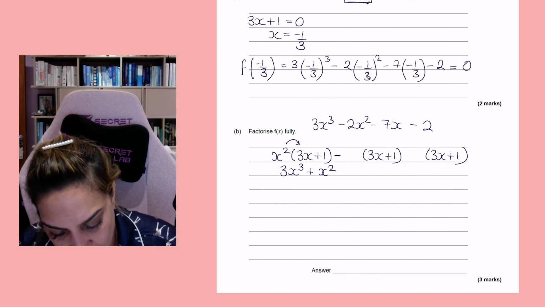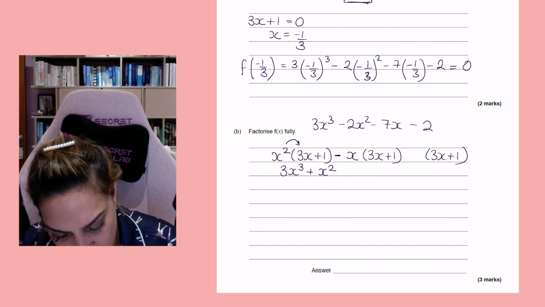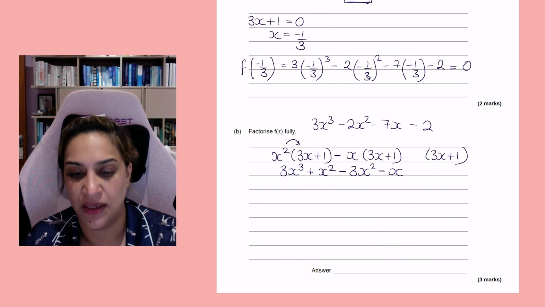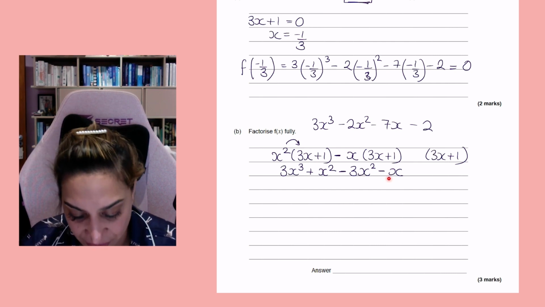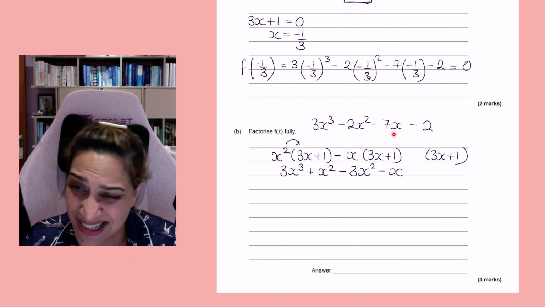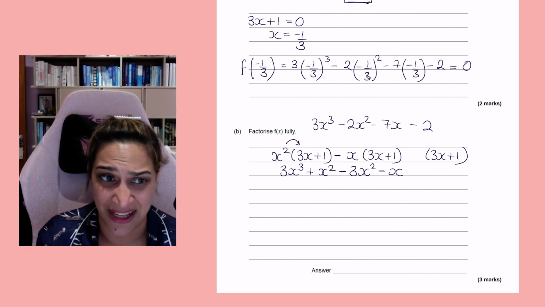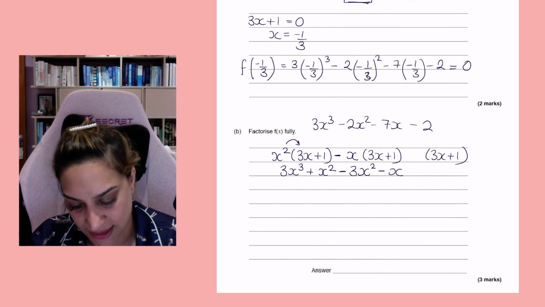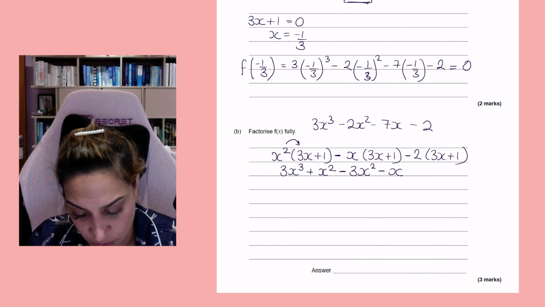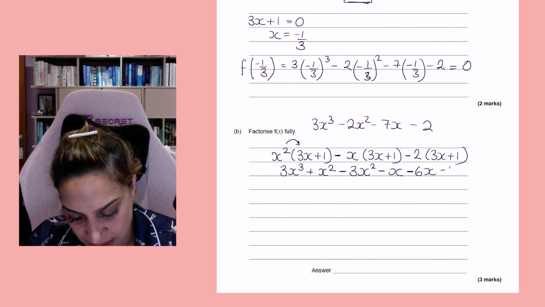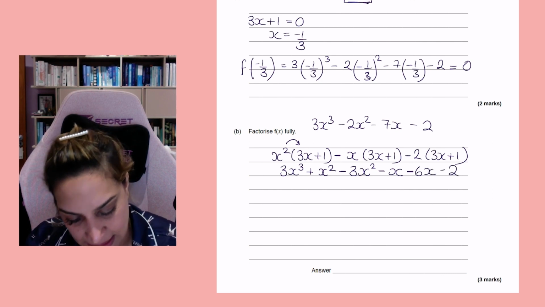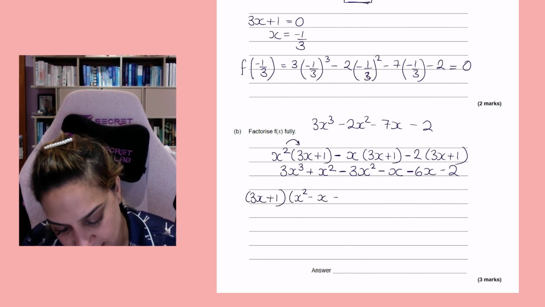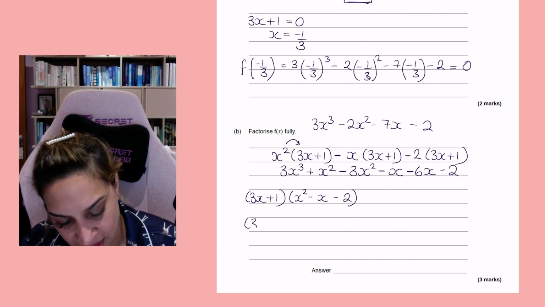So I'm going to have a minus x here, because when I open out this bracket, I get minus 3x squared minus x. So now I have a minus x, but I want minus 7x. So I need to have an additional minus 6. So that's going to be a minus 2 here. So I'll get minus 6x minus 2. Everything beautifully balances. This tells me I've got 3x plus 1 times x squared minus x minus 2. And then I can factorize it again.